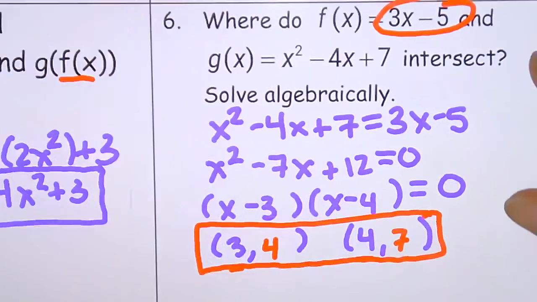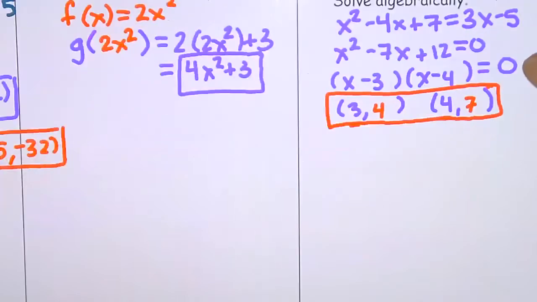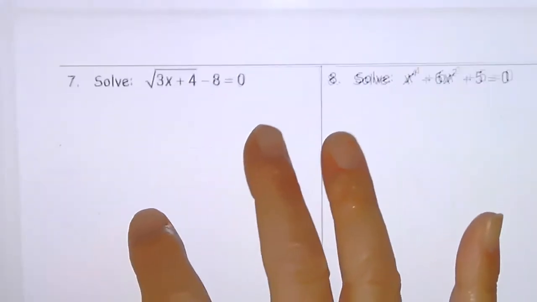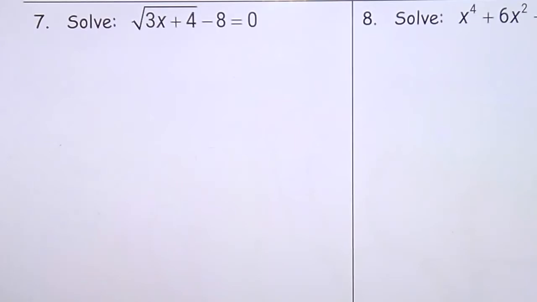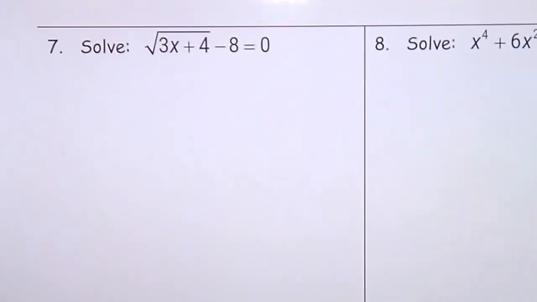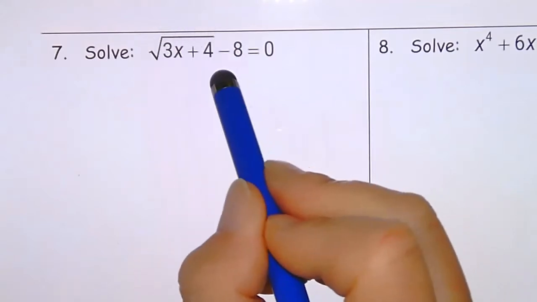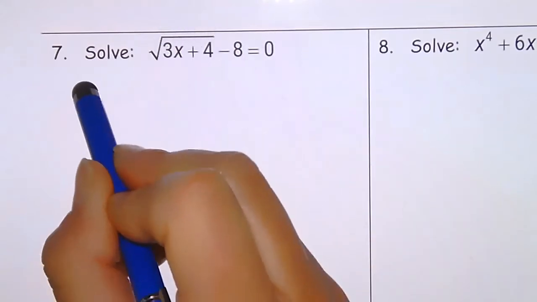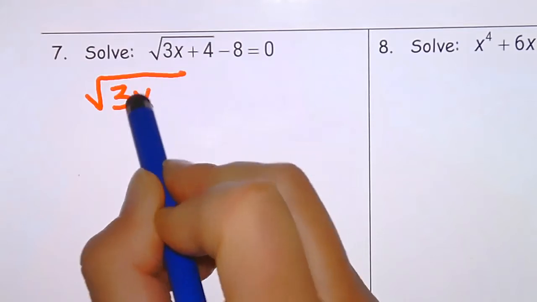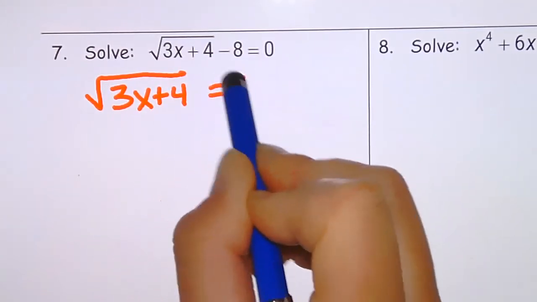On number 7, on this one, we're going to solve. So when I'm solving a square root, I want to get the square root by itself, isolated. So I'm going to add 8 to both sides. So I'm going to have the square root of 3x plus 4 equals 8.